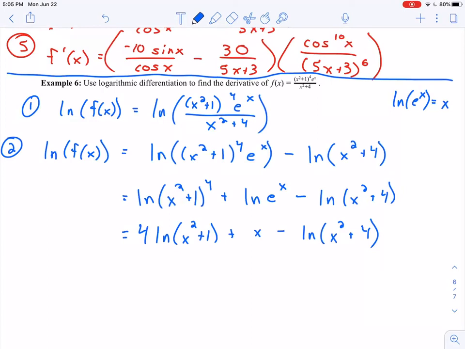So that's just my right-hand side. My left-hand side I haven't changed at all, so this is natural log of f of x. Whew. Okay, that's the end of step 2.